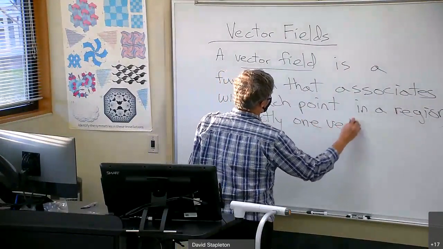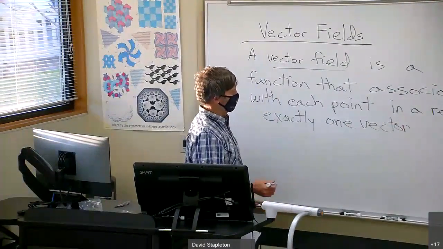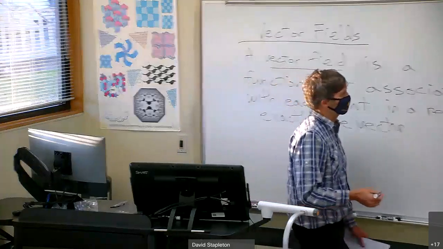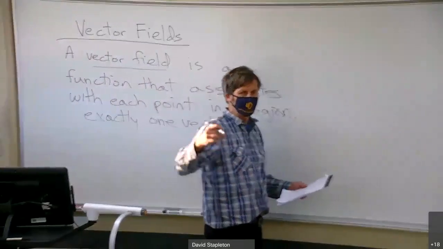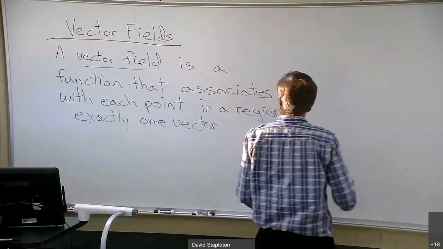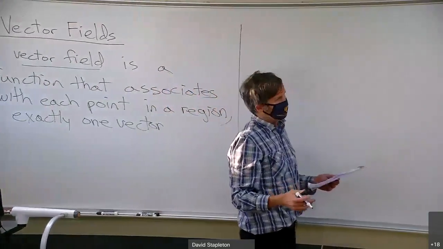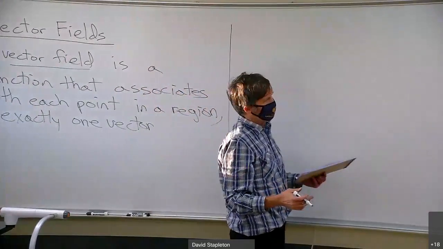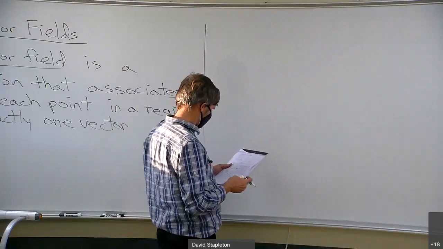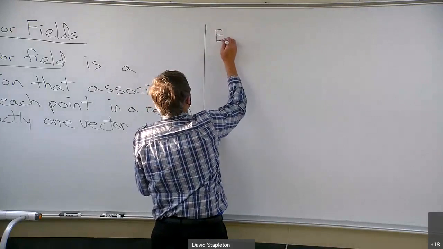Now I said region as though it's a plane region. It could be a region in 3 space also, or whatever dimensional space, it doesn't matter. It's just a vector with each point. You can think of some vector fields already, like a gravity field, right? At each point, there's a gravitational force. It has a direction and a strength, so that's your vector. Or an electric field, where you have a vector that gives the strength and the direction of the pull on a charged particle. So there's a simple example.